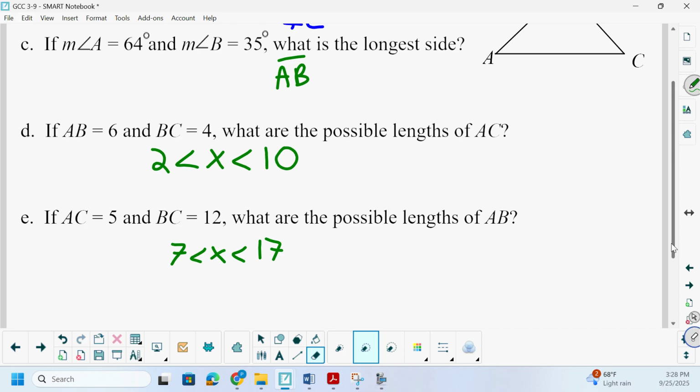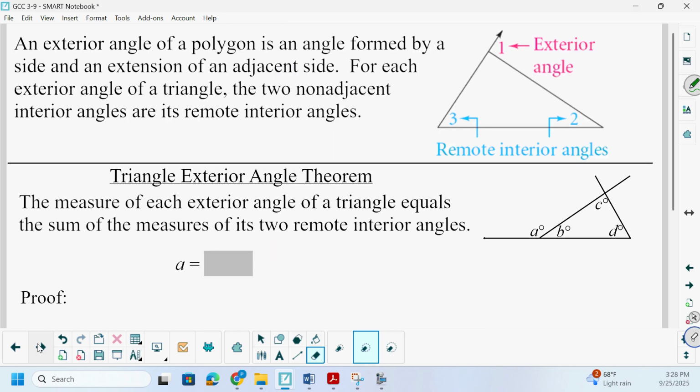All right, so we've talked about the two parts of the triangle inequality. Small angle across from small side, medium angle across from medium side, large angle across from large side. That's one part of it. And then the idea that if you add two sides in the triangle, they have to be greater than the third side. Those are the two different parts of what's called the triangle inequality. The one other thing we're going to look at today is what's called the triangle exterior angle theorem.